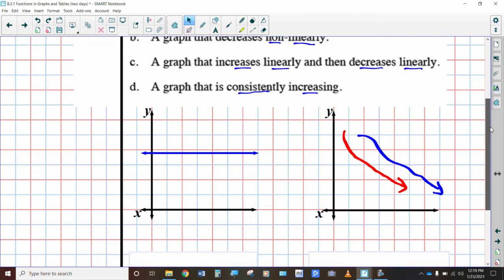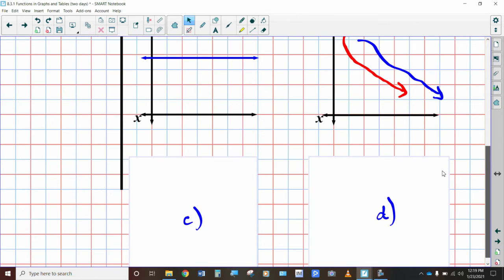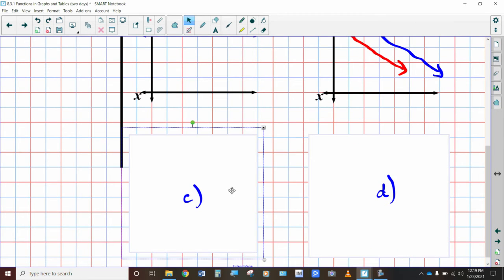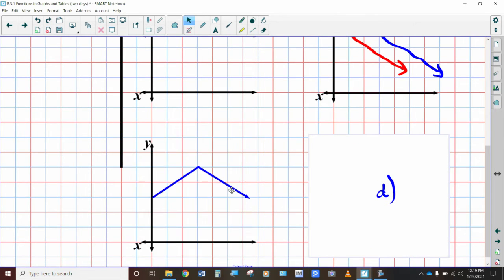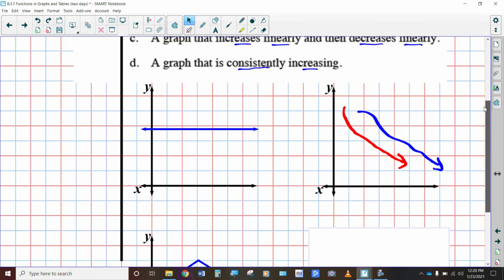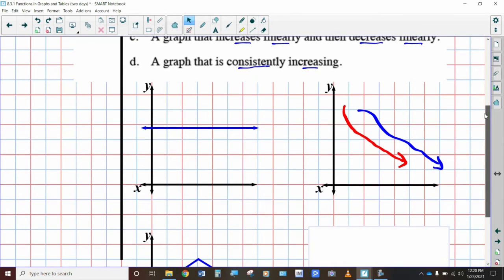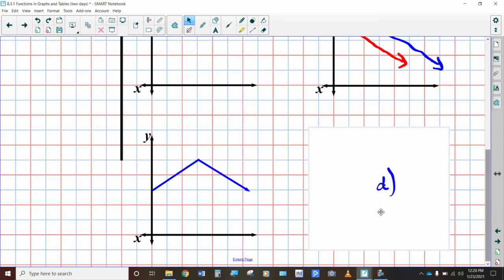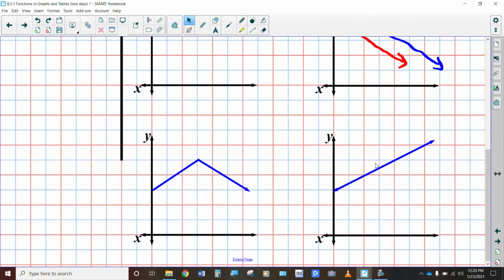So we're going to have a line that goes for a while, straight line, and then it reverses order and starts going down for a while. Okay, so that's for C. And the last one was a graph that consistently is increasing. And so for consistently increasing, that makes me think of a slope that's a positive slope, and it's a straight line. So I decided to draw it like this, consistently increasing as you read it from left to right.